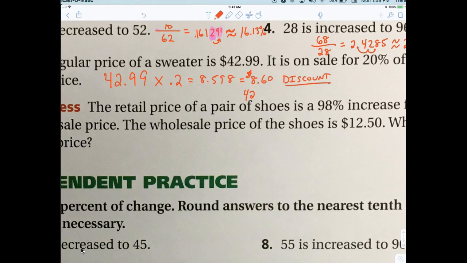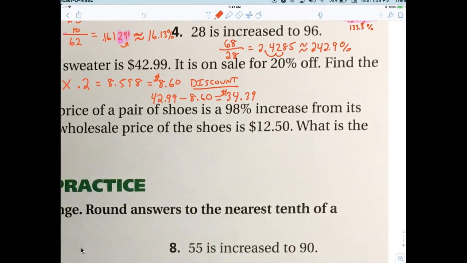So 42.99 minus 8.60, and somebody tell me what that is. $34.39. That is the sale price. Everybody with me on this? Now, everybody in here should know how to go to a store and buy something when they say there's a discount. There should be no, oh my gosh, how are they doing that? You take the cost, multiply by the percent, and that gives you the discount. Is everybody with me on that?